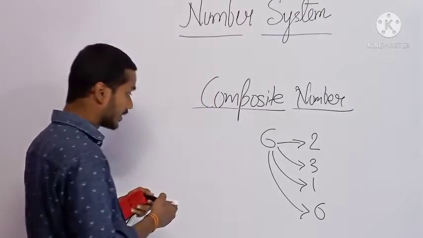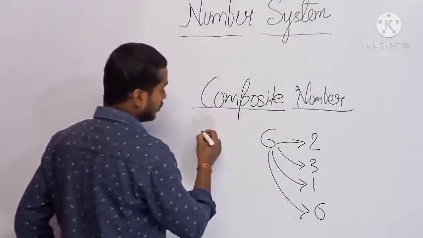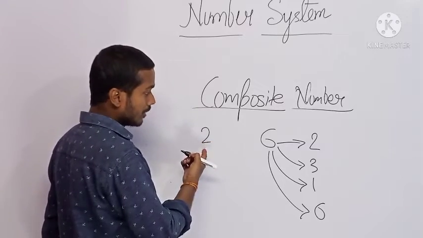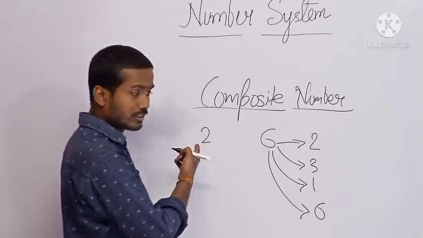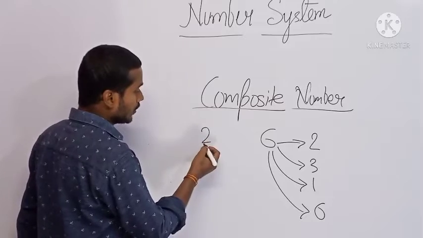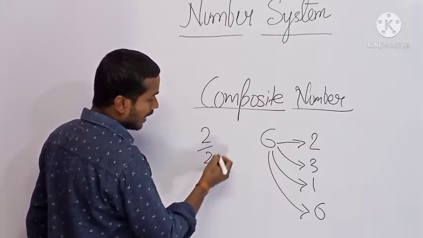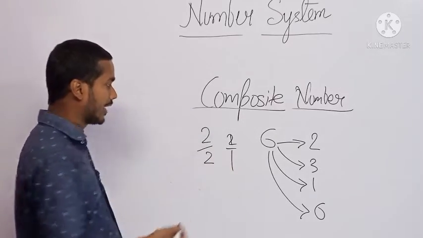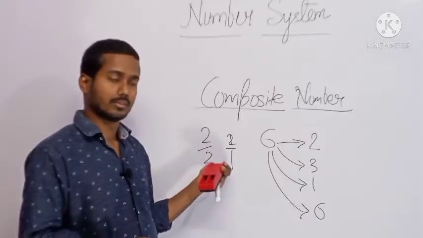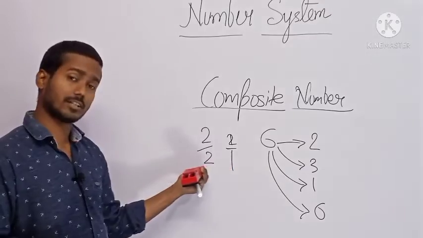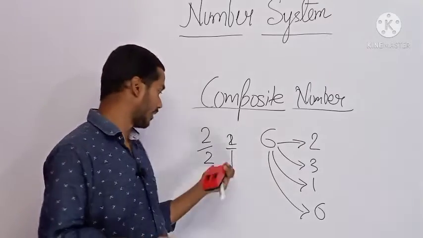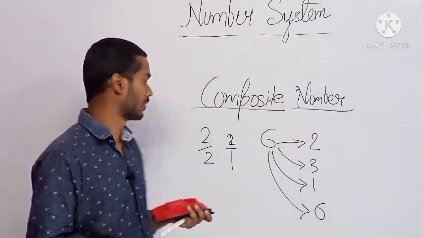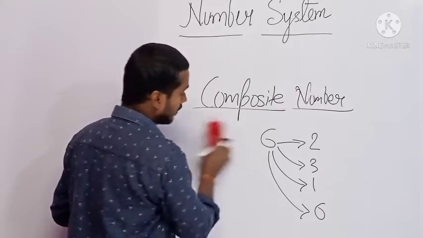But always remember that 2 is a prime number, as you all know. Let's check if it is a composite number. No, because 2 is divisible by 2 and 1 only. No other number can divide 2, right? So it is the condition of prime numbers where only 2 factors are there, right? So 2 is not a composite number.